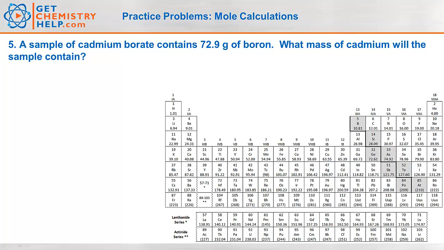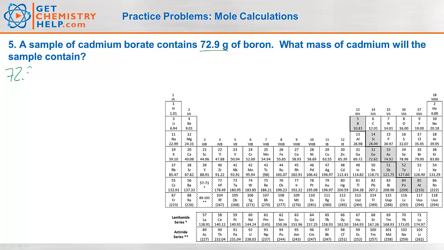Now our next question says a sample of cadmium borate contains 72.9 grams of boron. What mass of cadmium will the sample contain? Okay, so there are a few clues that I can pull out in terms of what kind of techniques I might have to use. Well, 72.9 grams of boron, that means I'm going to have to use molar mass of boron at some point. I want mass of cadmium, so I'm going to have to use molar mass of cadmium at some point. But I'm trying to turn boron, which is one substance, into cadmium, which is another. So 2 different substances, I know I'm also going to have to use that mole to mole ratio.